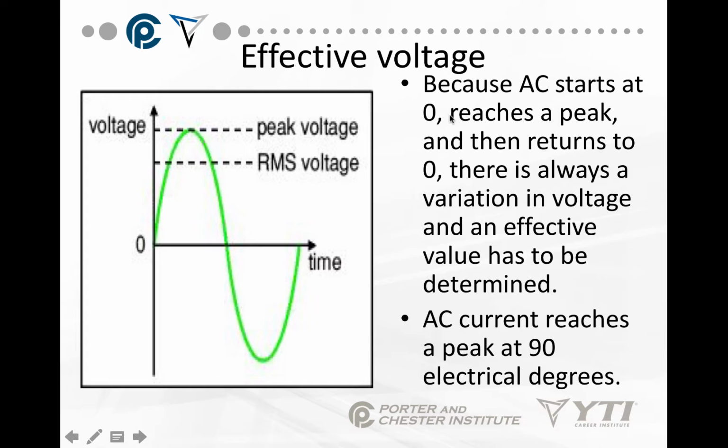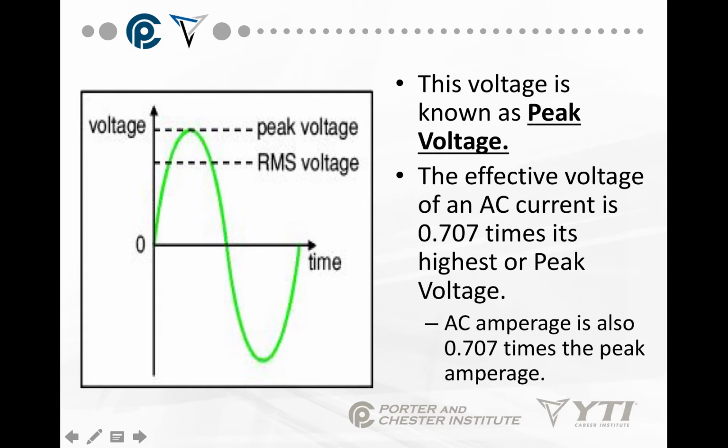Because AC starts at 0, reaches a peak, and returns to 0, there's always a variation in voltage, and an effective value has to be determined. AC current reaches a peak at 90 electrical degrees. So again, we reach our peak at 90 degrees. We reach our negative peak at 270 degrees, again divisible by 90. This is known as peak voltage.